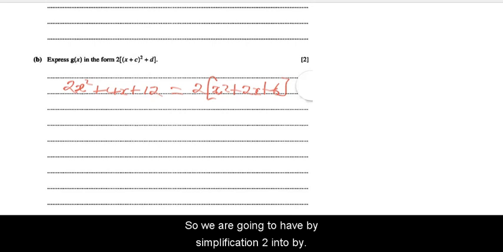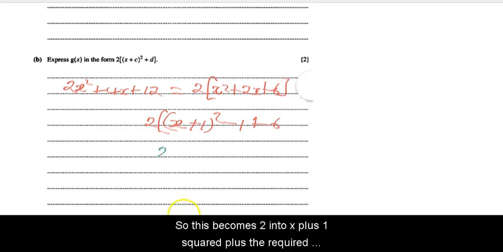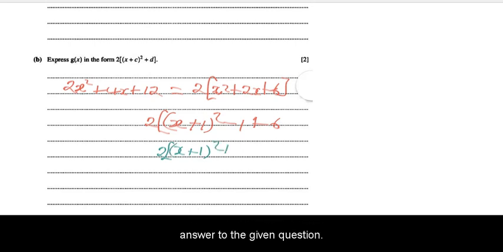Right. So we are going to have, by simplification, 2 into, if we complete the square here, half of 2 is 1. 1 squared is simply 1. So we are going to have x plus 1, then squared, then minus 1, because 1 squared is 1, then plus 6. So this becomes 2 into x plus 1 squared plus 5, the required answer to the given question.